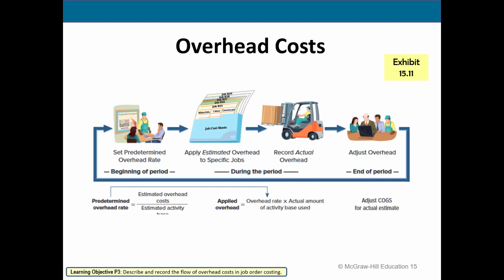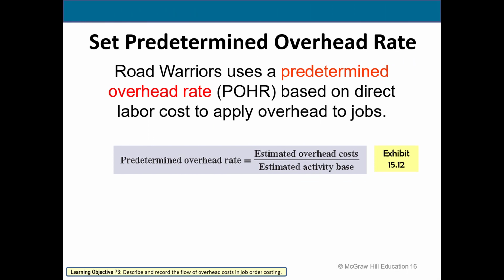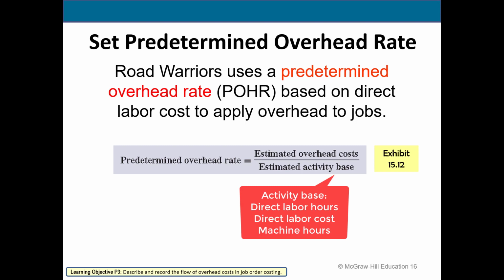So what we'll do is take a predetermined overhead rate based on total estimated overhead cost divided by the estimated activity base. And then we'll apply overhead based on that activity base. To set a predetermined overhead rate, again, we will estimate the total overhead costs for the next period and divide it by what we have selected as our activity base, which would be either direct labor cost, direct labor hours, or machine hours.